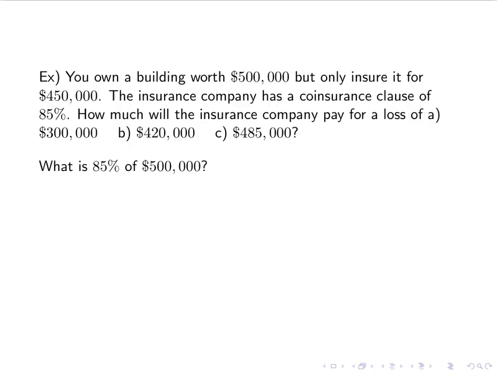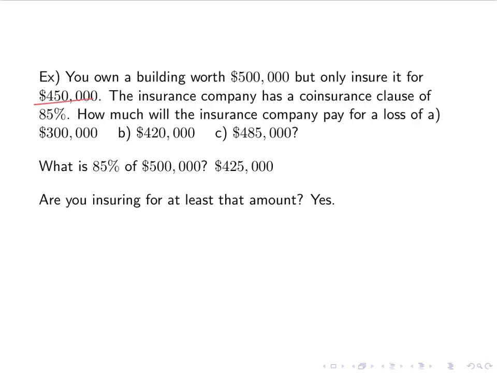The first thing we have to do is figure out what 85% of the building's worth is. I have some people who take 85% of the face value of the policy, but that's not what I want. I want 85% of the building's worth. And that is $425,000. Next, we have to ask ourselves, are we meeting this co-insurance requirement? Are we insuring for at least that amount? Yes, because we're insuring for $450,000, which is at least $425,000.